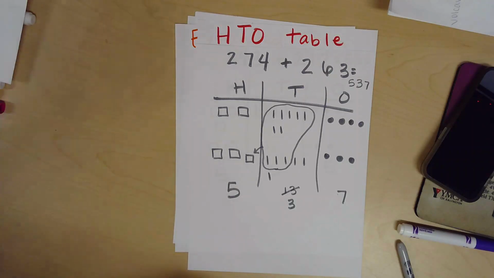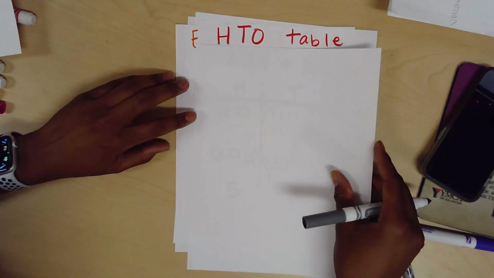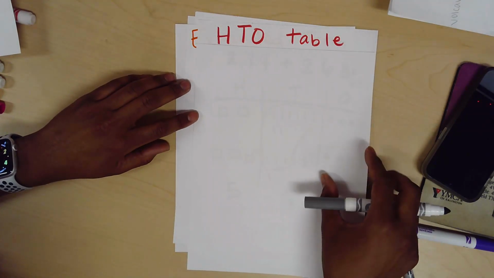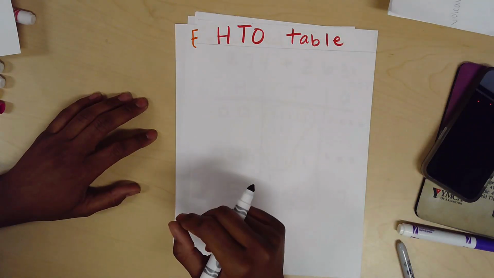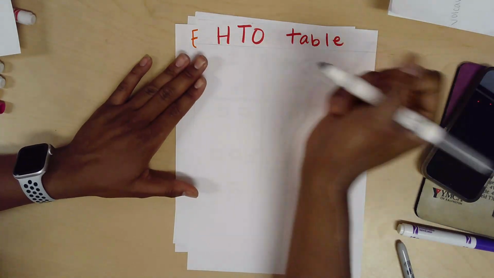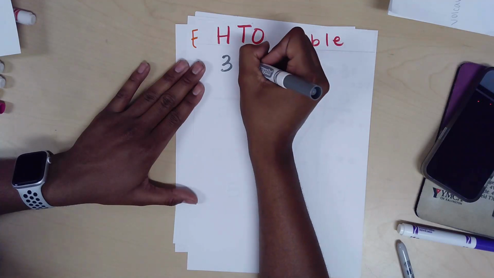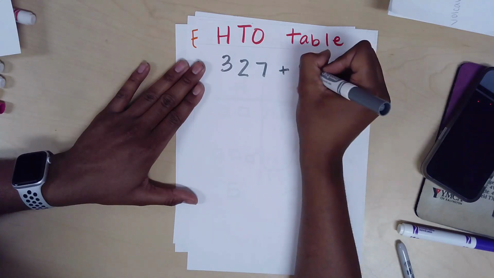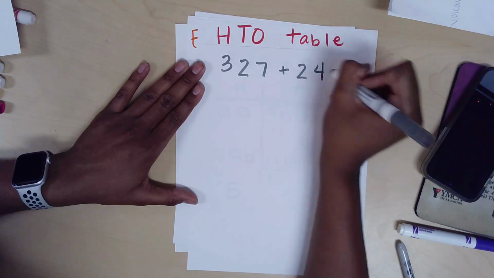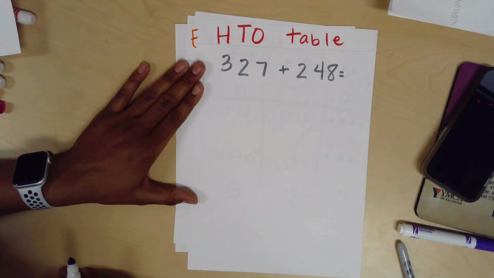Now, you're going to try one. If you're doing this strategy with your kiddo, you're going to try one more with me. You can pause the video and then press play to check your answer after. So this one is going to be 327 plus 248. All right? So you can go ahead and pause the video and then check it with me in a second.